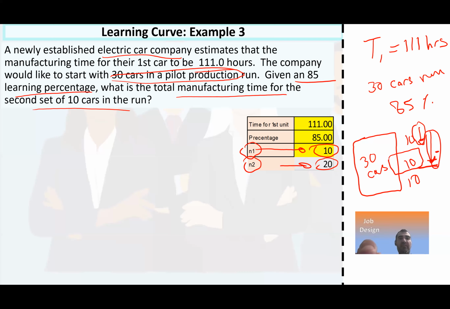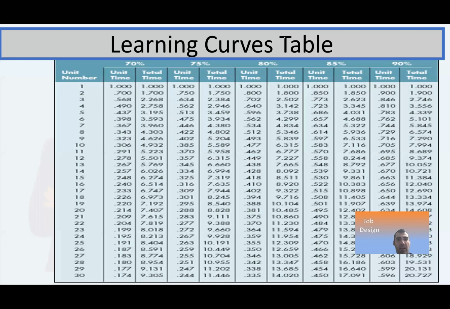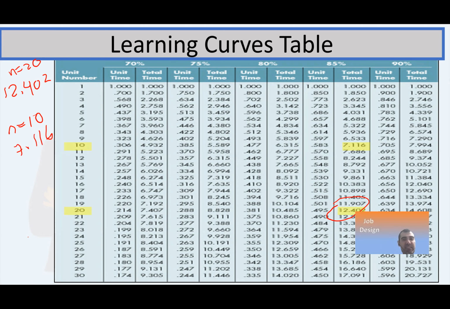So let's go into the table and find the factors. We know that we're looking for 10 and 20 in the table. For 20, we go to the 85% total time, and we get 12.402, and that's for n equal 20. Then we look for n equal 10, and we get 7.116. That gives us the two total time factors we need for both ends. So we can go ahead and solve the problem now.